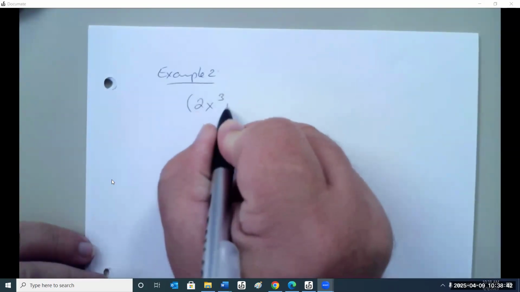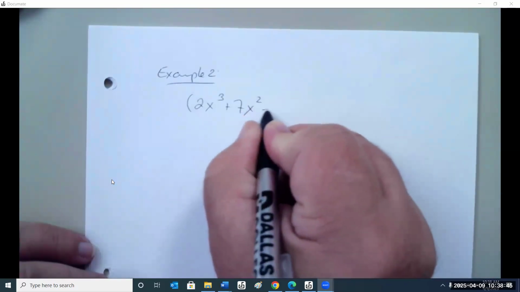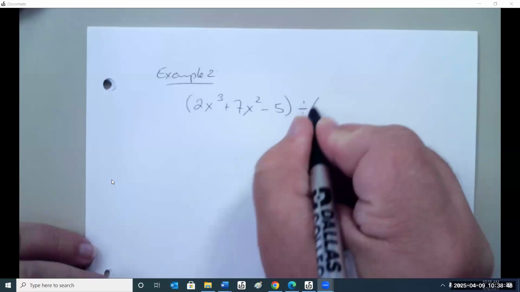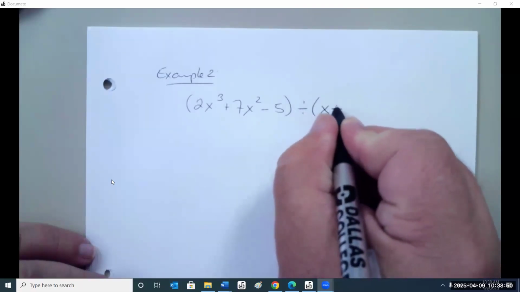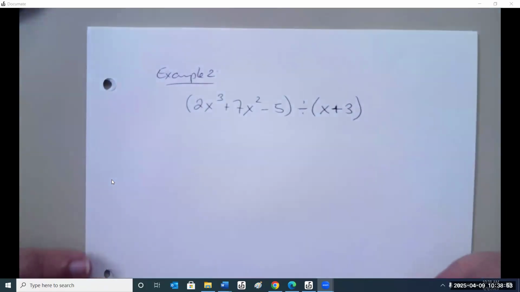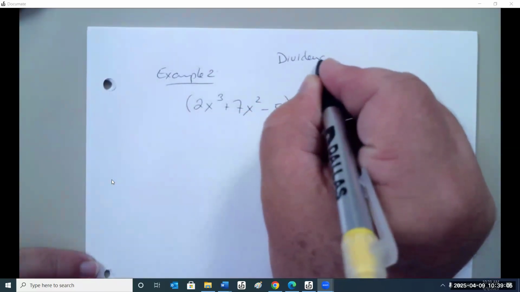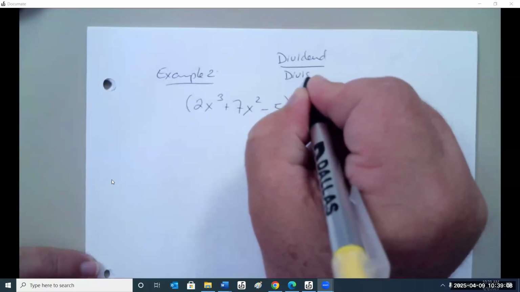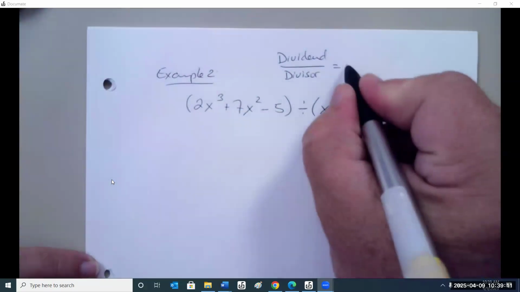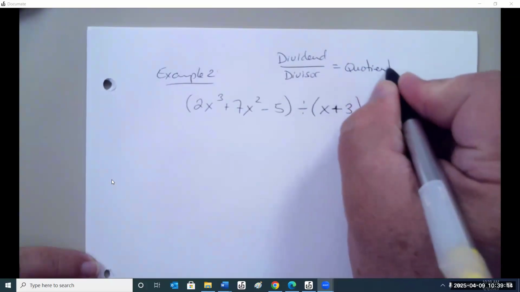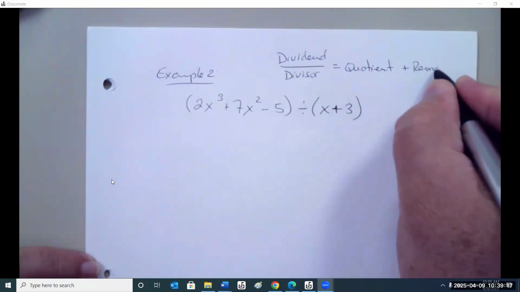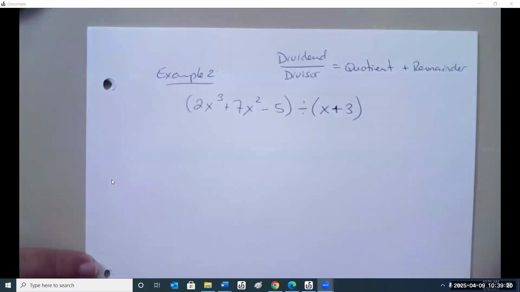2x cubed plus 7x squared minus 5 divided by x plus 3. It's asking you to find the quotient and the remainder. Dividend, divisor, quotient plus remainder. This is how a fraction problem is always set up.